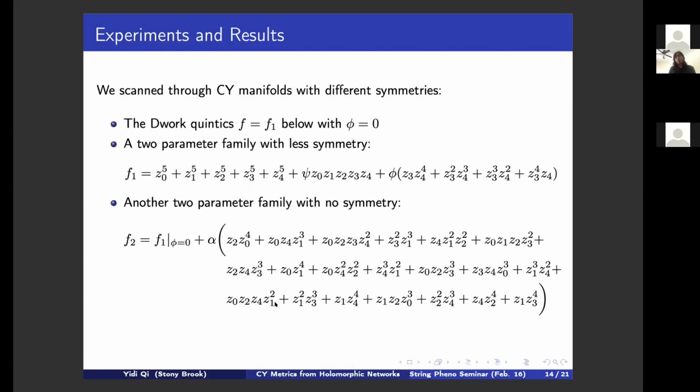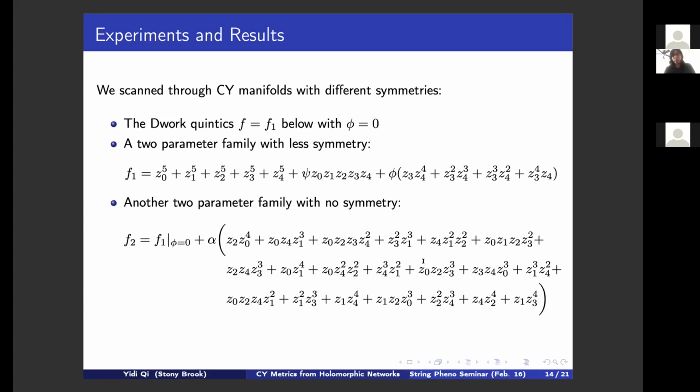Okay, so with our package, we did a lot of experiments. We basically scanned through the Calabi-Yau manifolds with different symmetries. So the first one we checked is the one with the full symmetries, just the one I showed at the beginning, the f equal to f1 with this parameter equal to 0. And then we have the 2-parameter family with fewer symmetries, and also another 2-parameter family with no symmetries with these large terms here.